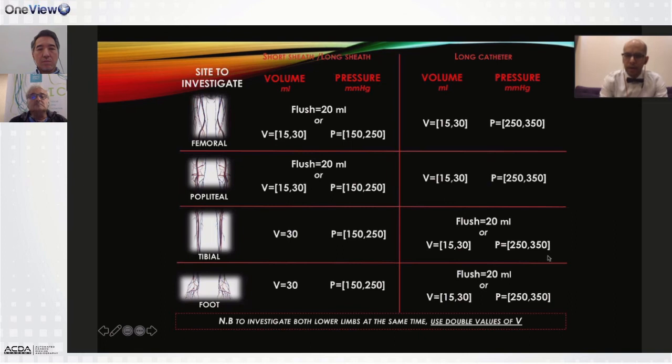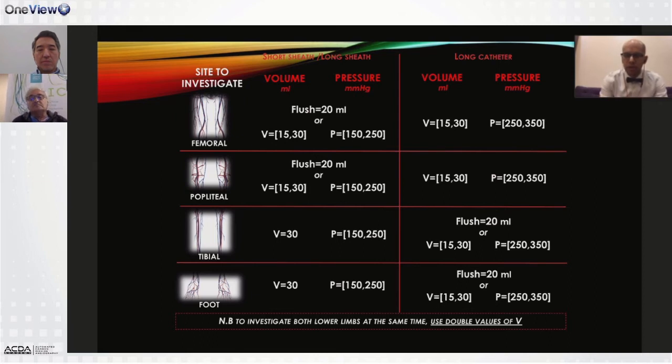This is from the company. I'm not going to go through the numbers, just to show you. It depends on where you inject, the volume becomes different, the pressure becomes different for a short sheath versus long sheath versus long catheter. The most important part is, if you're using a longer or smaller catheter, you will always have to increase the pressure because the catheter lumen is smaller.